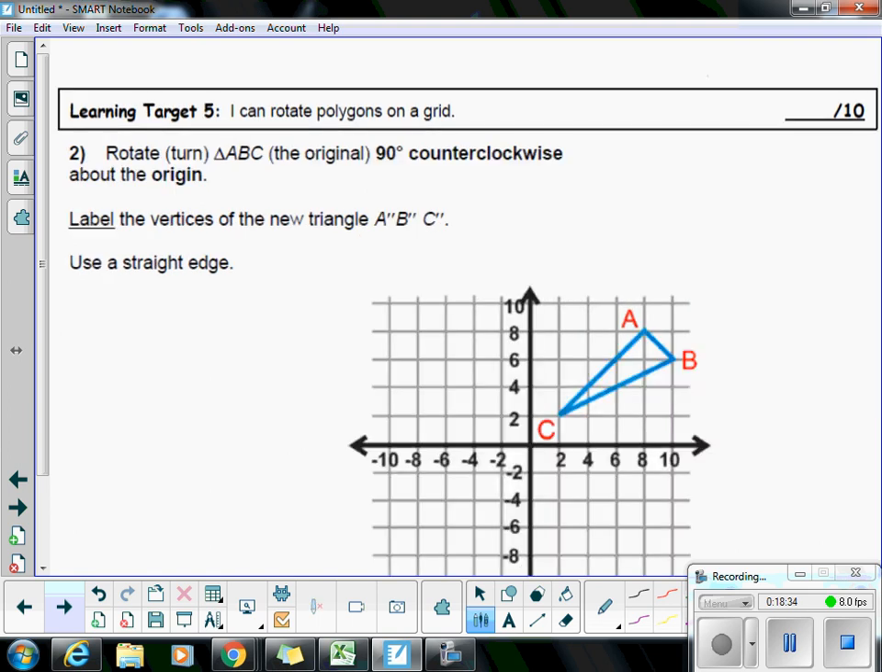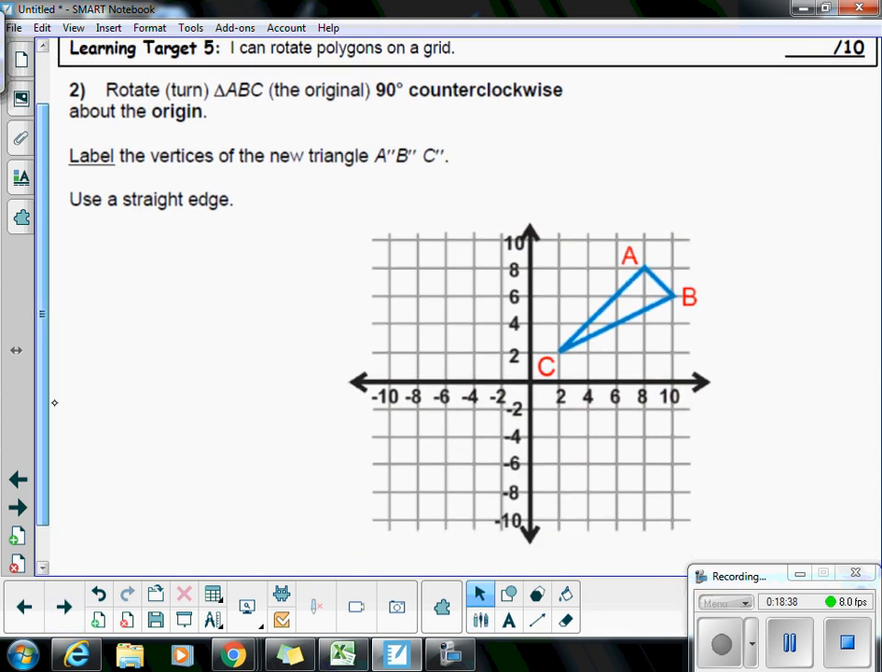Now we have a rotation. Rotation seems to be the hardest. Now you can memorize the rules if you want to. I don't do it that way. I rotate my paper. So if we look, I'm going 90 degrees counterclockwise, so that's to the left, and we're going about the origin, so the point 0, 0 right there in the middle.